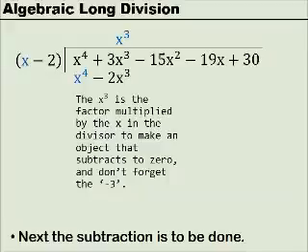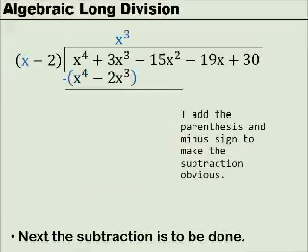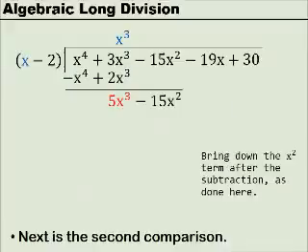Again, it's an x cubed, but when we get to the 2, it's just a 2x cubed. So when we do the subtraction, that's what is indicated here. And the result gives us a 5x cubed. And we bring down the 15x squared again.